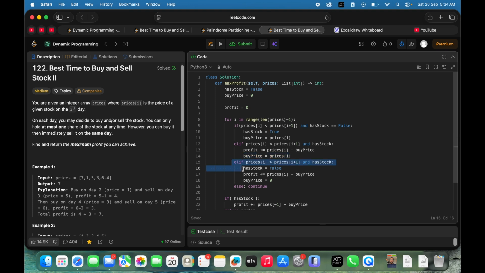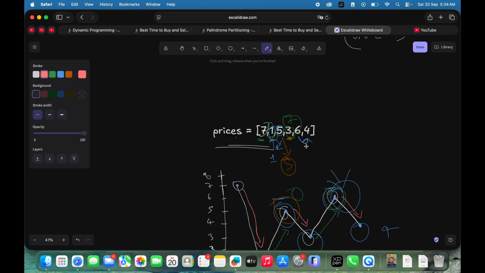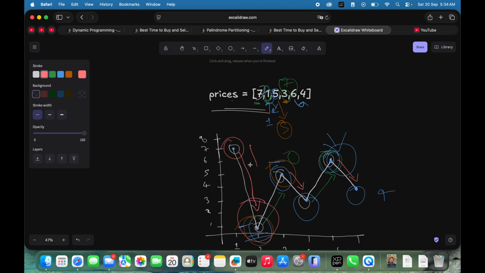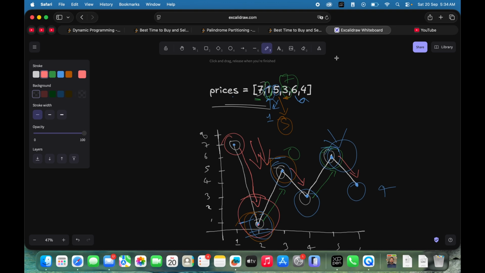Otherwise, the last scenario is that the price of the current day for the stock is greater than the price of the next day. It means we are on a decline. So if the current day's price, this one, is greater than the next day's price, this one, we are clearly on a decline. Okay, so we should sell, correct?